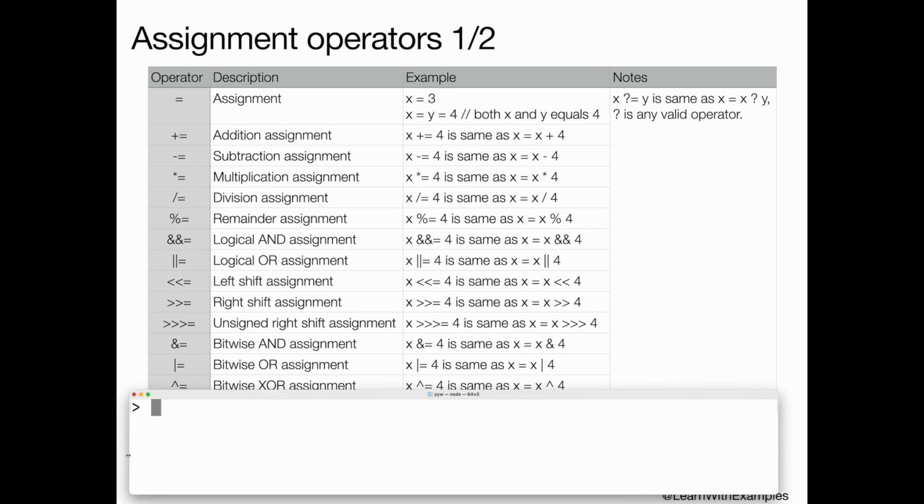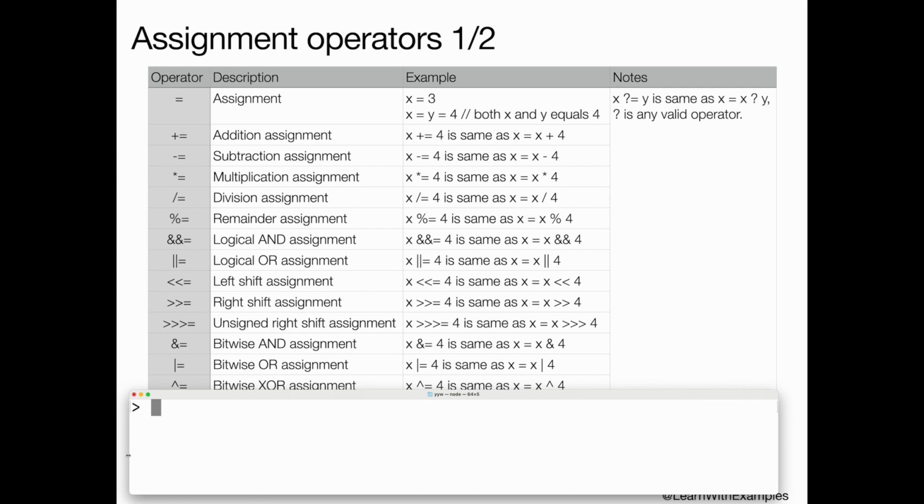Finally, let's talk about assignment operations. The very basic, and mostly used one is the assignment operator, denoted by the symbol equals. The assignment operator is used to assign a value to a variable or property. The assignment expression itself has a value, which is the assigned value. This allows multiple assignments to be chained in order to assign a single value to multiple variables.